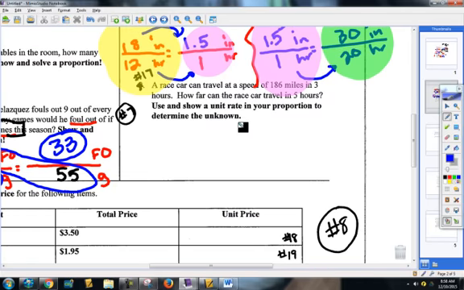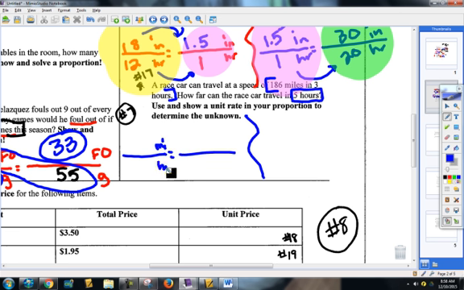Okay. A race car can travel at a speed of 186 miles in 3 hours. How far can it travel in 5 hours? Again, if we can figure out how many miles that car traveled in 1 hour, it's very simple. That's the whole point of using unit rate. So again, we must split this. Now we're talking about miles and hours. It's 186 miles in 3 hours. I need to figure out how far it's going to travel in 1 hour. Divide by 3. What's it going to be? 62.